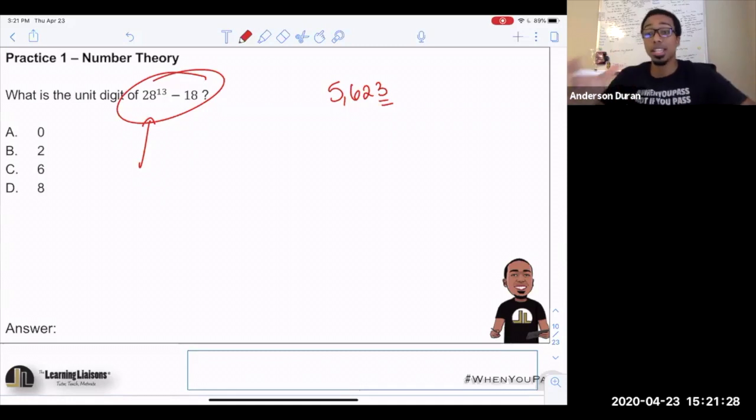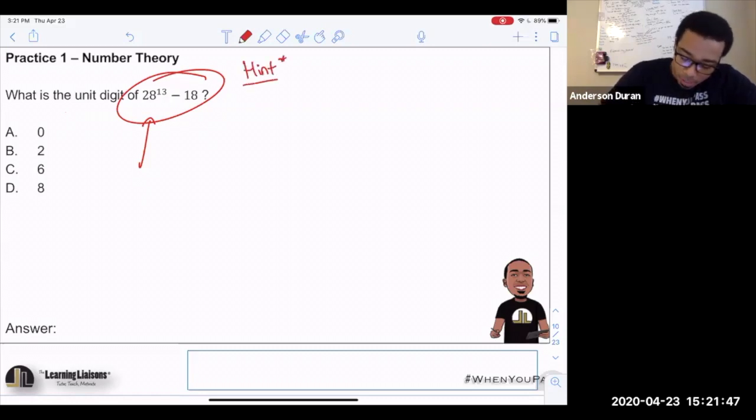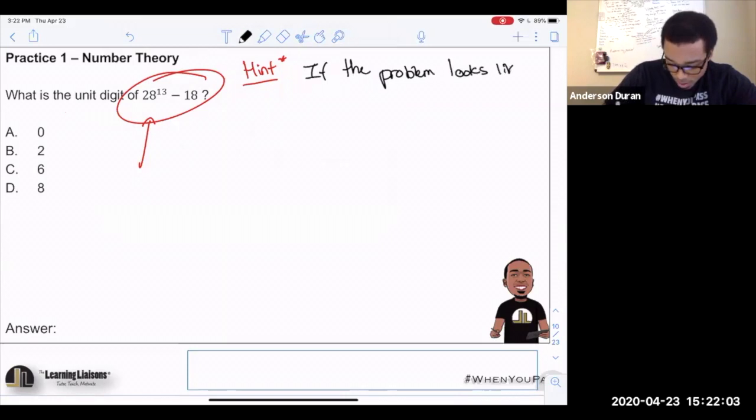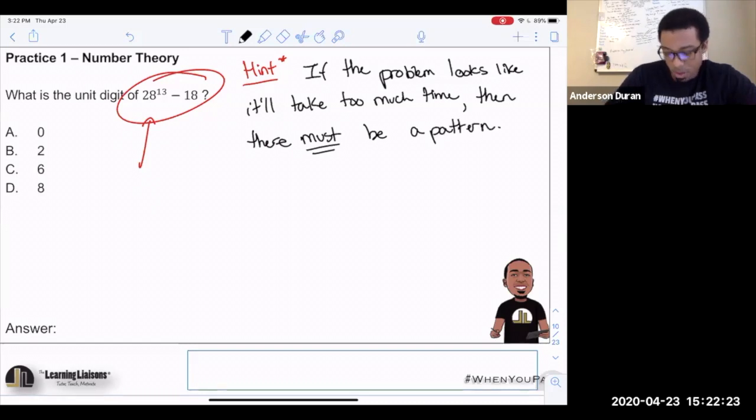All right, cool. Then I'm going to take us all from where we are to where we need to be. Here's the first big key about problems like this. If the computation looks ridiculous, so a problem about number theory where they're asking you for the unit digit of some ridiculously big number, the hint is this: it's a massive number, so it's not about knowing what the number is, it's about recognizing a pattern. If the problem looks like it'll take too much time, then there must be a pattern to get it done quicker.